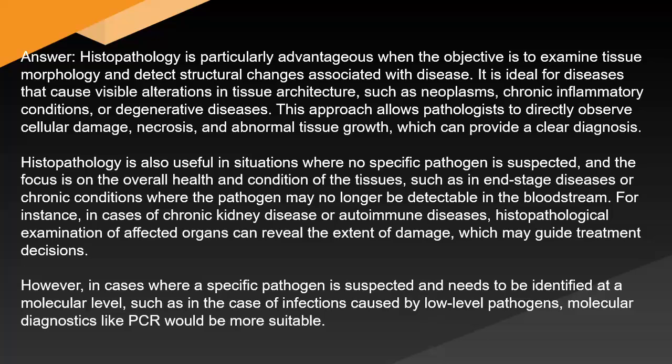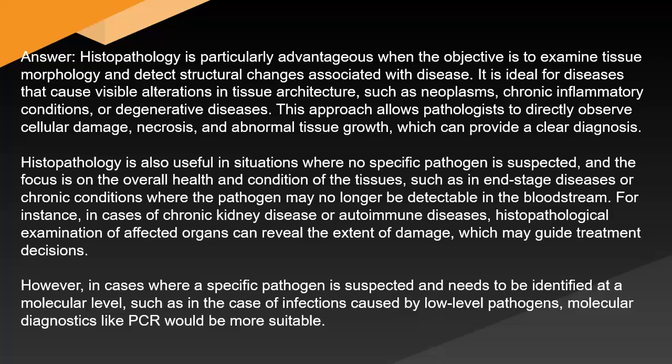This approach allows pathologists to directly observe cellular damage, necrosis, and abnormal tissue growth, which can provide a clear diagnosis. Histopathology is also useful in situations where no specific pathogen is suspected, and the focus is on the overall health and condition of the tissues, such as in end-stage diseases or chronic conditions where the pathogen may no longer be detectable in the bloodstream. For instance, in cases of chronic kidney disease or autoimmune diseases, histopathological examination of affected organs can reveal the extent of damage, which may guide treatment decisions.